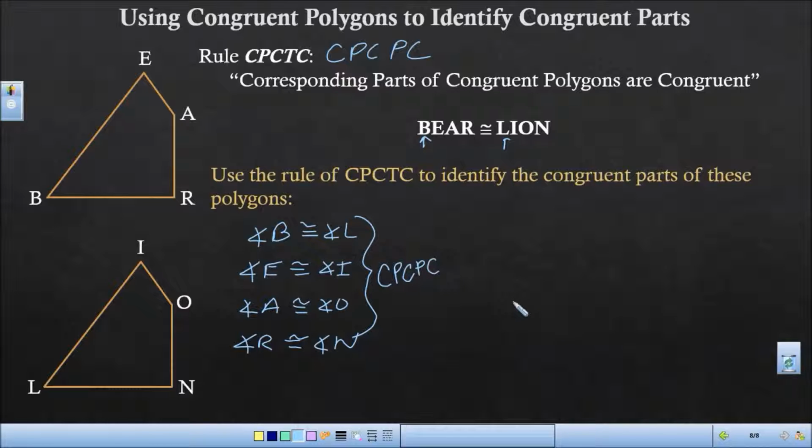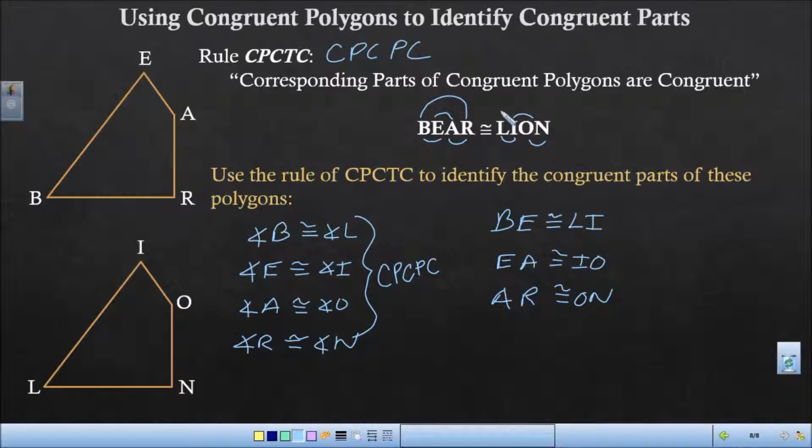All right. We can also do segments. We can go up here now. This is a little more involved. What we're going to do, we'll take the first two letters as BE and the first two letters as LI. BE and LI are congruent. BE is congruent to LI. Then EA is congruent to IO. And AR is congruent to ON. All right, finally, first to last, BR is congruent to LN.